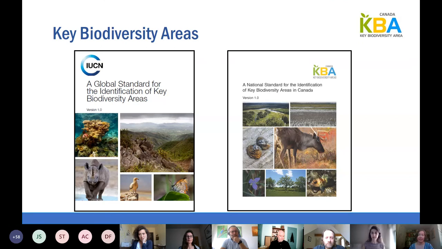We identify key biodiversity areas, and we're about 2 years in now, using a global key biodiversity area standard, which was developed with lots of testing over about 12 years and finally published in 2016. And then also a national KBA standard, which was adapted in Canada by a number of experts that are probably here today, to make sure that when we're identifying key biodiversity areas, we're including biodiversity that is of high priority in Canada as well.